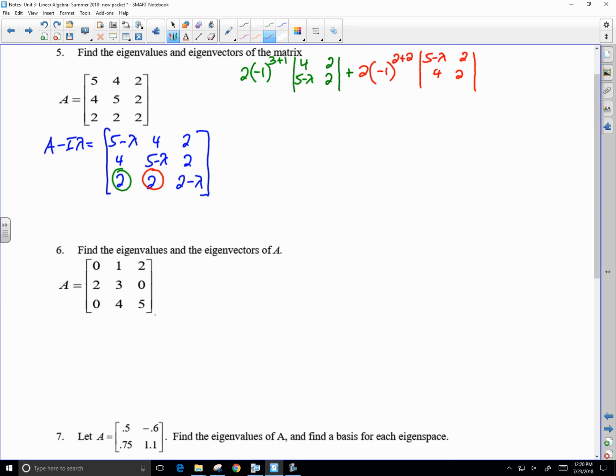Row 3, column 2, thank you. And then coefficient of 2 minus lambda, row 3, column 3. And then all the bells and whistles. 5 minus lambda, 4, 4, 5 minus lambda. Oh, I bracketed it for some reason.